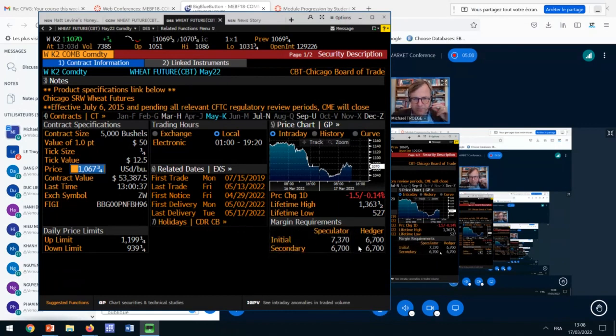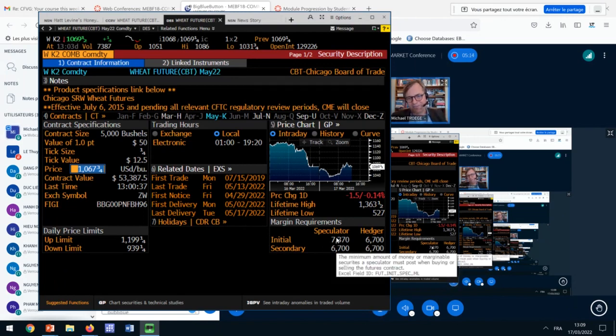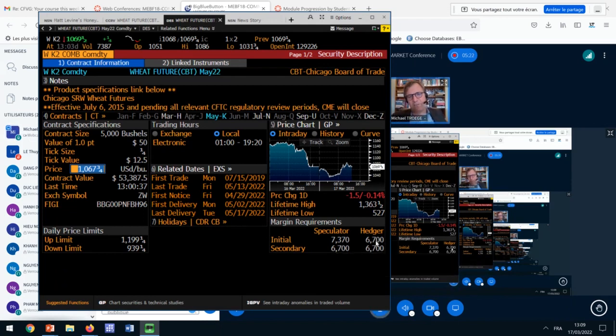And then here you have the margin requirements, so the initial margin and the maintenance margin. We will talk about this in a minute. Interestingly, it's different for speculators, so for companies that do not use wheat but just buy the futures, and for hedgers, so for producers or users of wheat. Okay, so let's go back to the class.